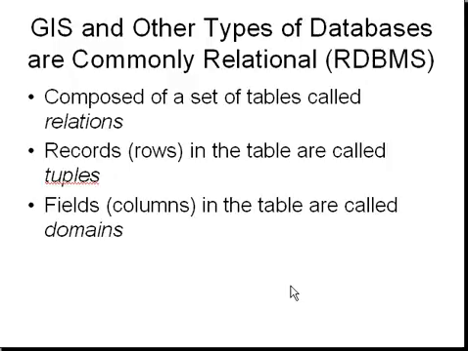All right, so think of your spreadsheet now, or your attribute table. Within these attribute tables are records, or they're sometimes called rows in the table, and these are in database terms called tuples. In your attribute tables, again imagining you have fields or columns, in databases these are called domains.